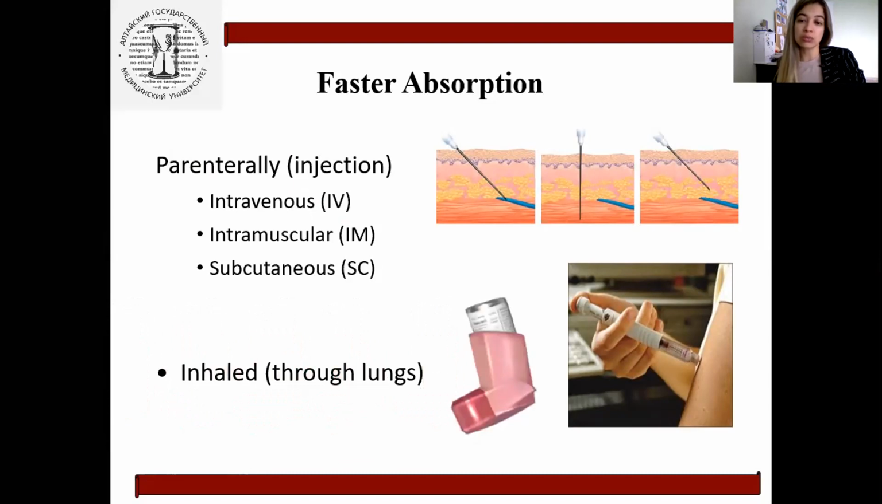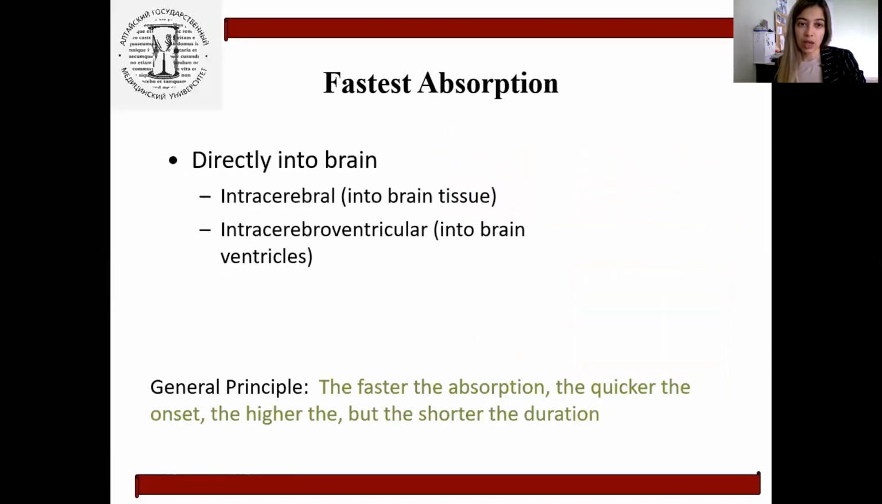And also some drugs can be inhaled like an aerosol, for bronchial asthma treatment, for example. So you also don't have time for absorption. You want something very, very quick, so you can inhale the drug directly to the lungs. The fastest variants: for example, if you want to affect the brain, you can deliver the drug directly into the brain, intracerebral or cerebroventricular, intrabrain ventricles, or brain tissue.